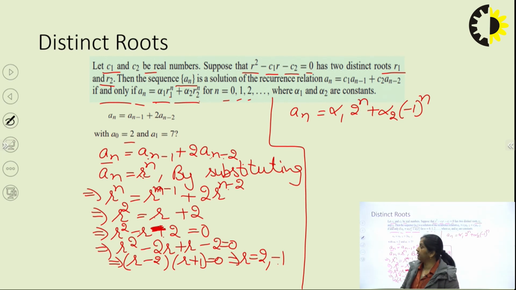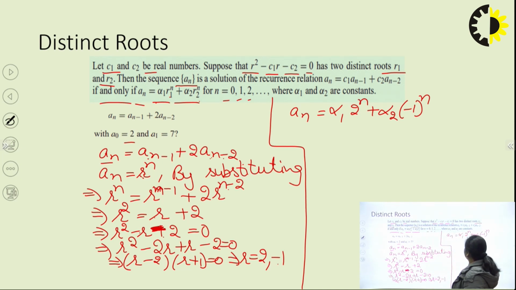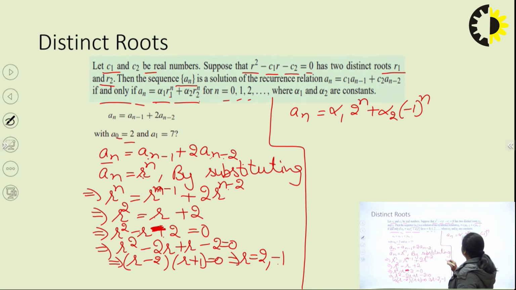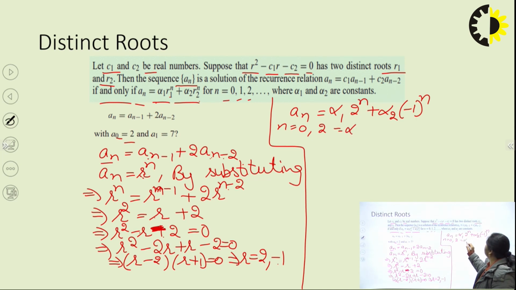We will see from here that we are given two terms, A0 is equal to 2 and A1 is equal to 7. So if I put the value n is equal to 0, what will I get? I am putting n is equal to 0, so I am getting the equation 2 is equal to, now 2 to the power 0 means 1, so alpha 1 plus -1 to the power 0, which means alpha 2. So from here I get this equation.